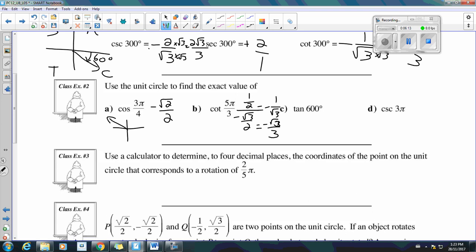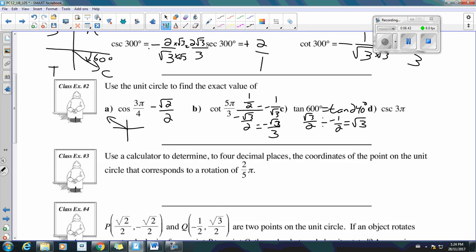Okay, tan of 600. Well, if we subtract 360, we do find out that this is actually equal to the tan of 240, which puts us in quadrant 3, where tan is going to be positive. So here we're going to take our y-coordinate divided by our x-coordinate. So we take root 3 over 2 divided by negative 1/2, which gives us root 3.